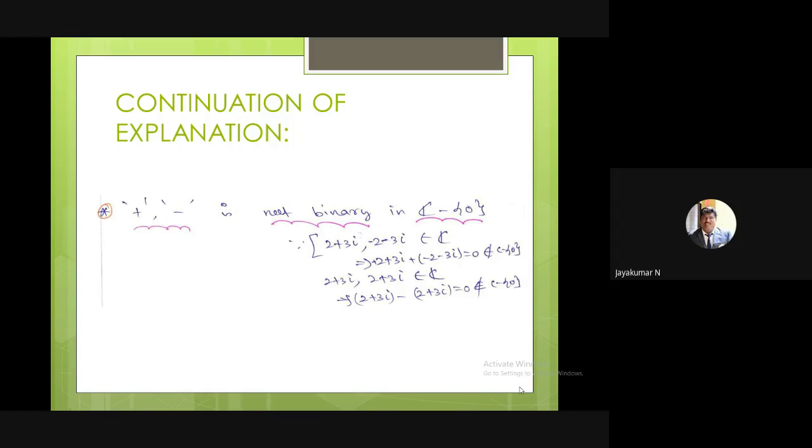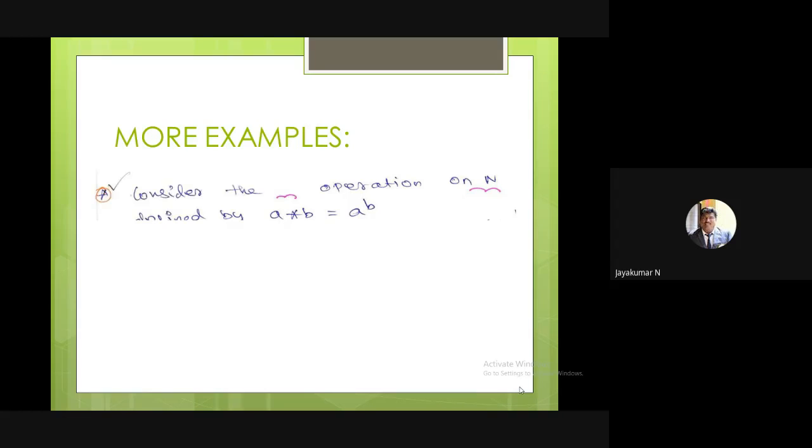Plus 1 and minus 1 is not binary in C minus 0, that is also what we discussed. More examples. Now tell me, this is an interesting problem.